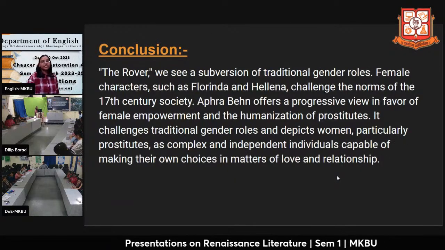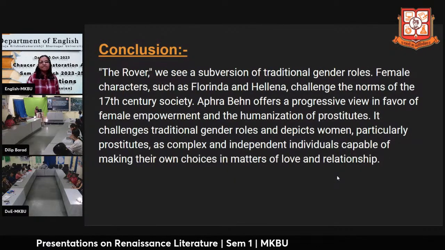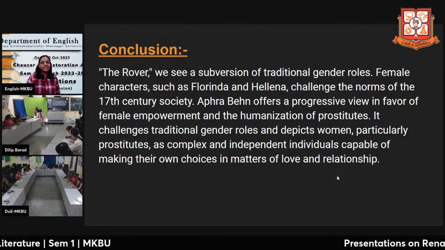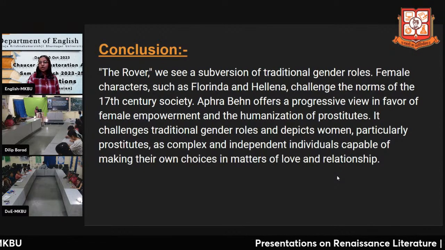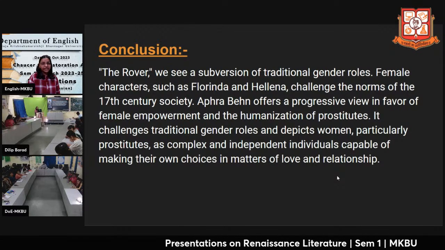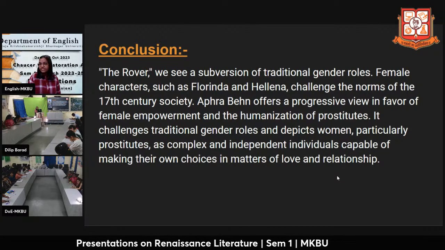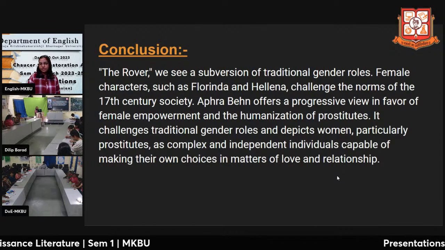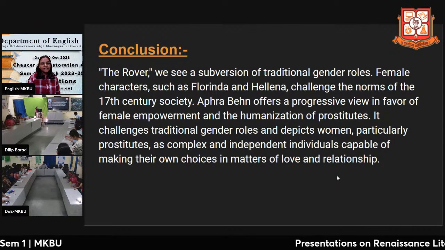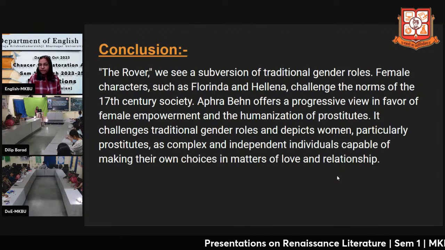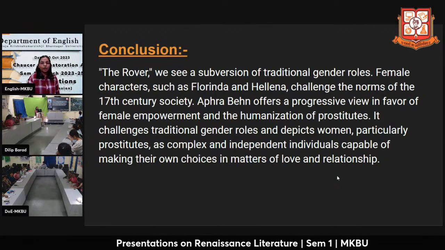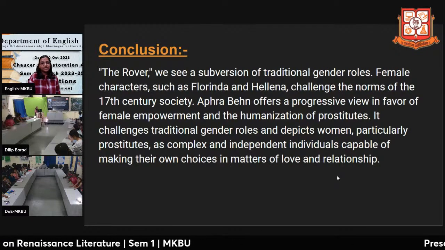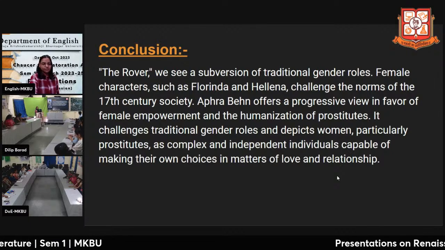So, here is the conclusion. In The Rover, we see a subversion of traditional gender roles. Female characters such as Florinda and Helena challenge the norms of 17th century society. Aphra Behn offers a progressive view in favor of female empowerment and the humanization of prostitutes. It challenges traditional gender roles and depicts women, particularly prostitutes, as complex and independent individuals capable of making their own choices in matters of love and relationship.